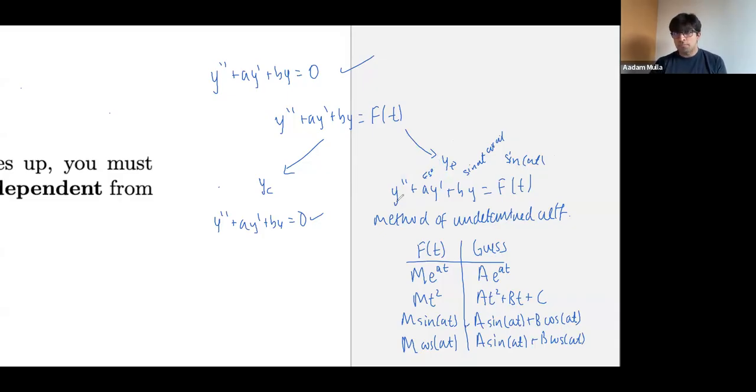I also need to pull an example, but basically the steps are: you take a guess for yp, and then you plug it back into your original equation, and then you solve for whatever these coefficients have to be. And that's your particular solution.